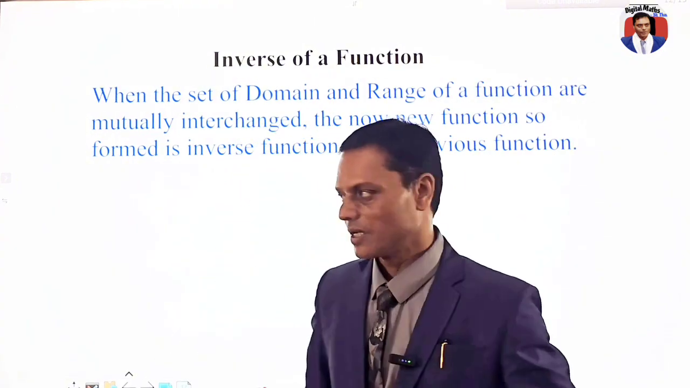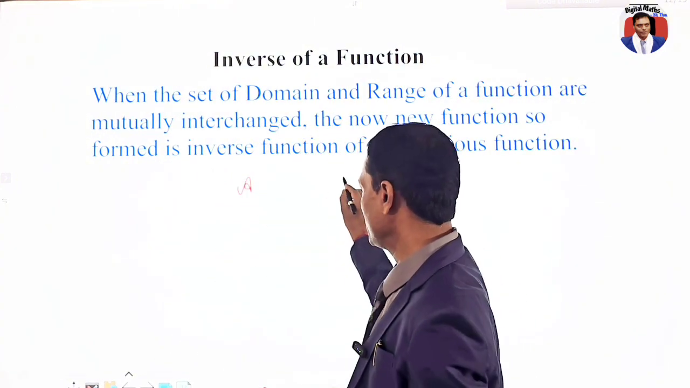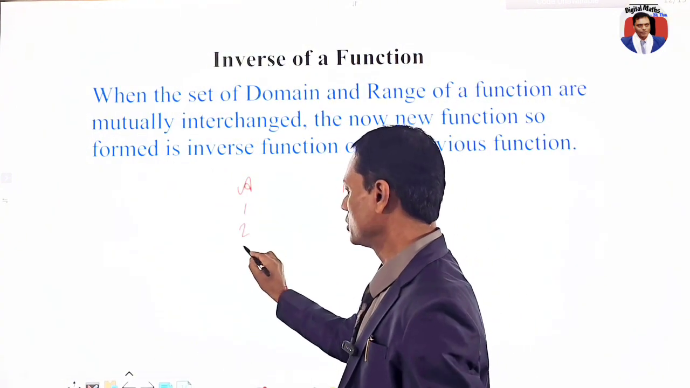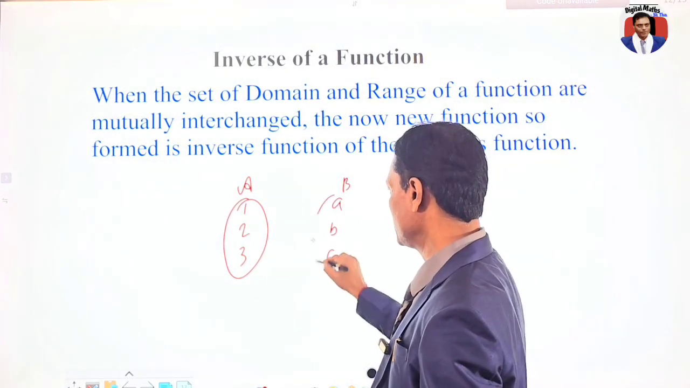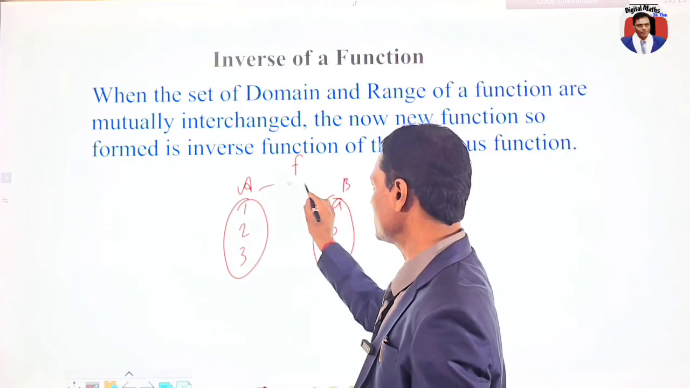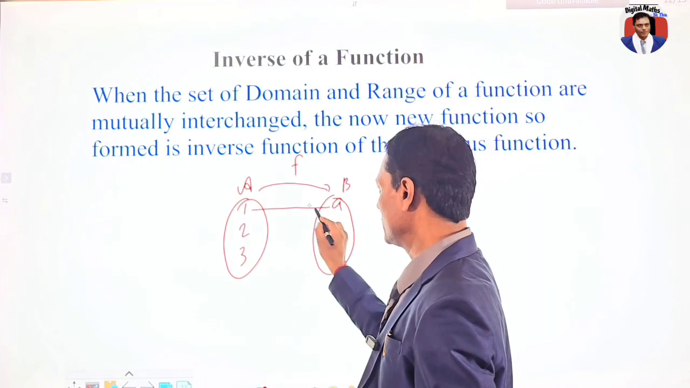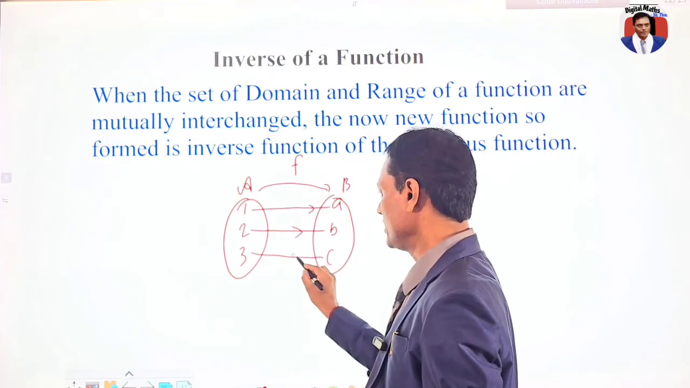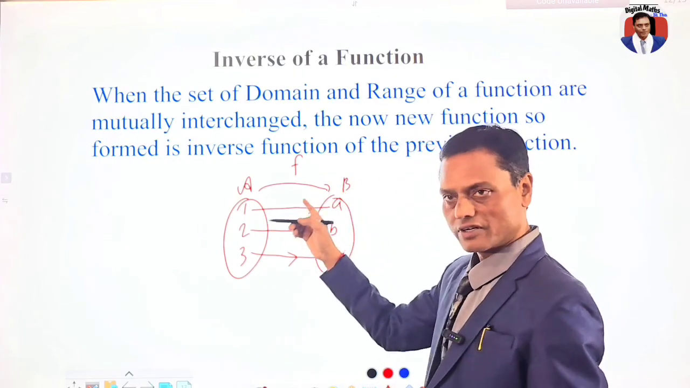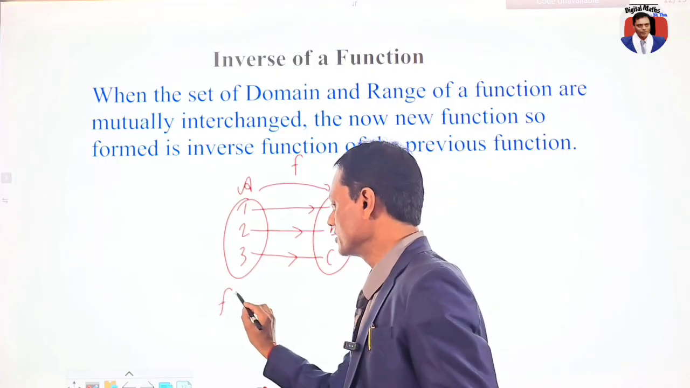I'm just going to give one example. So let me have here A and B. Here we have 1, 2, 3, and then we have here a, b, and c, right? And it is a function, of course. 1 is mapped to a, 2 is mapped to b, and 3 is mapped to c. So it's a function, right? So we can write here f is a function from A to B.